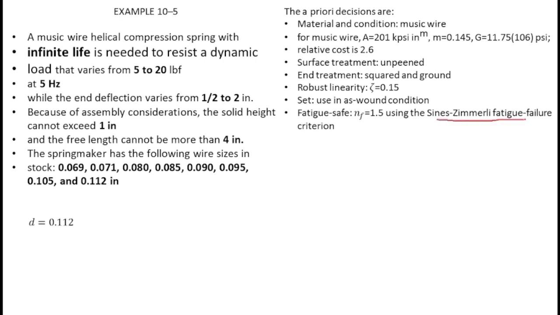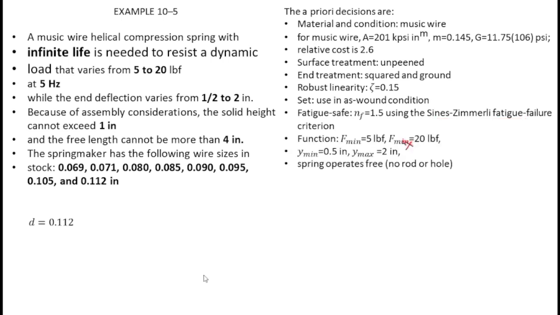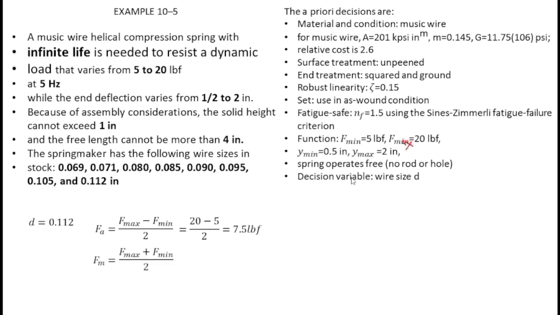Using the Sines-Zimmerli fatigue failure criteria, and this spring should not buckle, we will use the spring without any rod or a hole. The decision variable is wire diameter d. If you change the wire diameter d, all other quantities will get changed. So first of all, let's find out the alternating force, which is equal to F max minus F min divided by 2. So 20 minus 5 divided by 2 will give you 7.5, and F mean is equal to F max plus F min divided by 2. 20 plus 5 divided by 2 will give you 12.5.